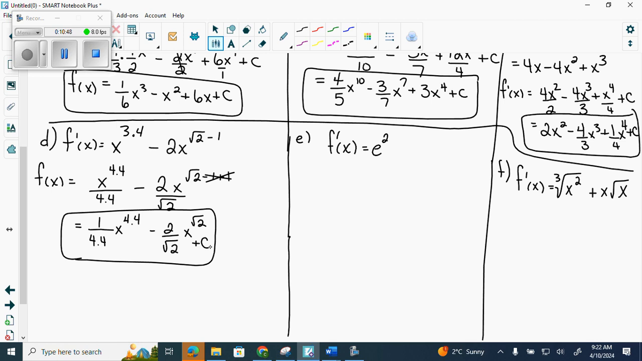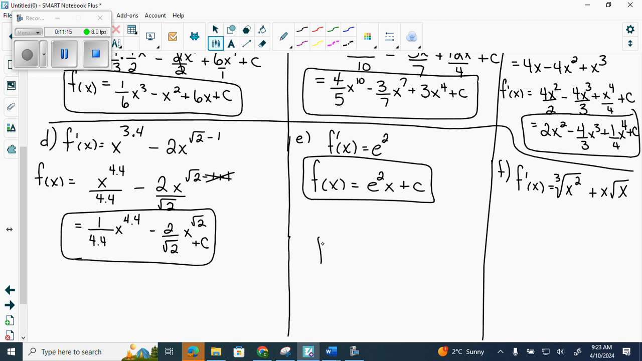What is e to the 2? It's a number. So what would its antiderivative just be? E to the 2 x plus c. E to the 2 is like the number 4, 7, 9, 3. It's a number. What? E squared is a number.